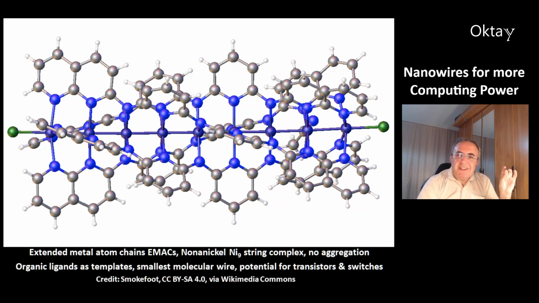This is the smallest nanowire possible. That's called EMAC, extended metal atom chains. This is an example of nona-nickel, nickel 9. Here are the 9 nickel atoms in the middle. At the end, these are typically anions. This is a string complex. These kinds of molecules don't aggregate. You can use organic ligands as templates. This is the smallest possible molecular wire, and it has a big potential for transistors and for switches.